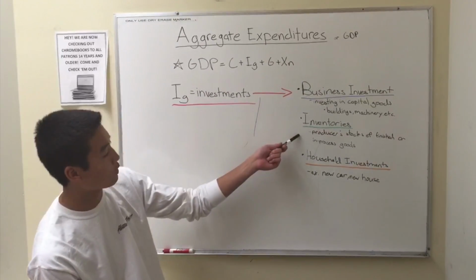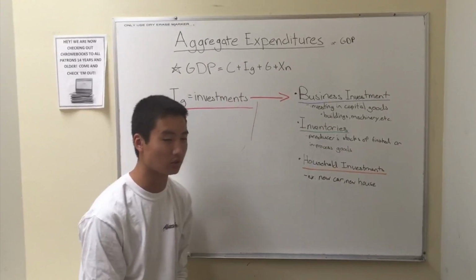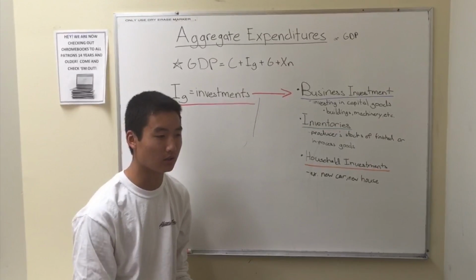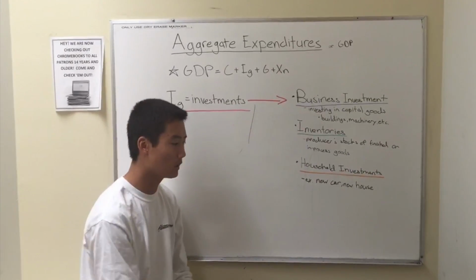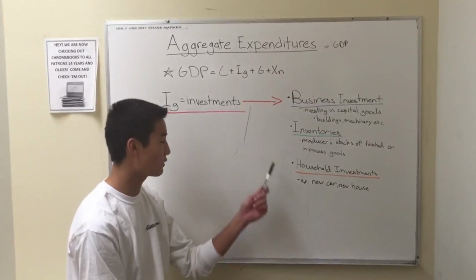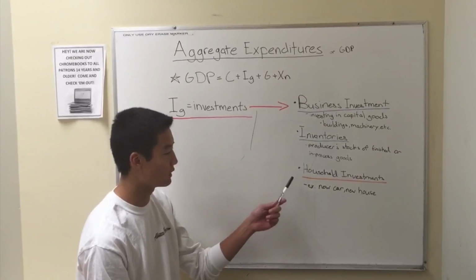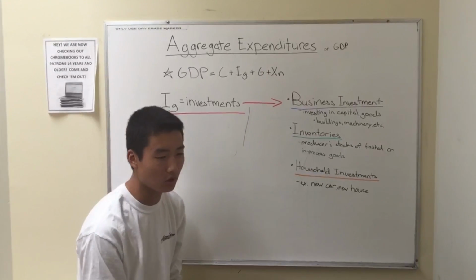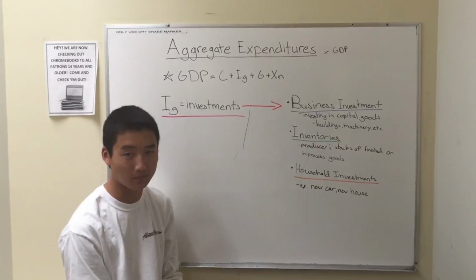Next we have inventories, which would be when a producer produces a surplus of their product. Say there's a big computer boom and they sell out all of their computers in the store. They have a surplus to adjust for the demand of computers. And last we have household investments, which is like a business investment, except it's more of an individual person. So a homeowner would buy a new car or a new house, something that would be used multiple times through an extended period of time.